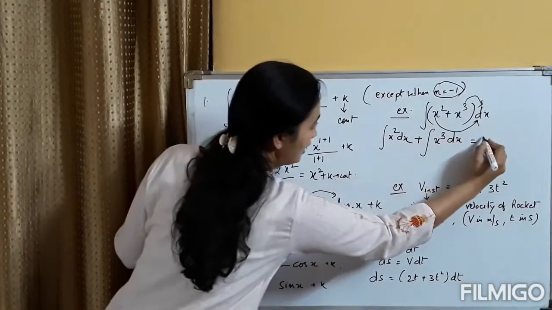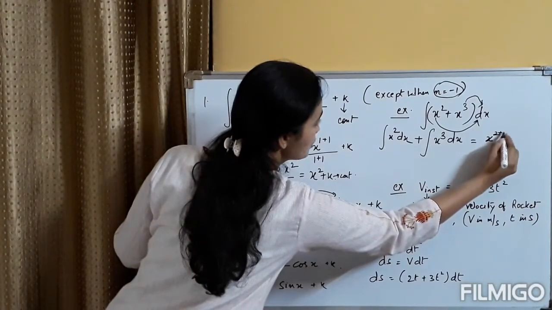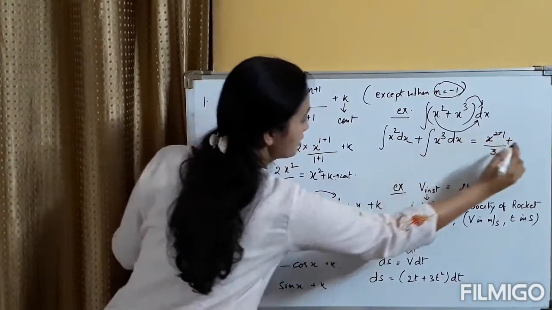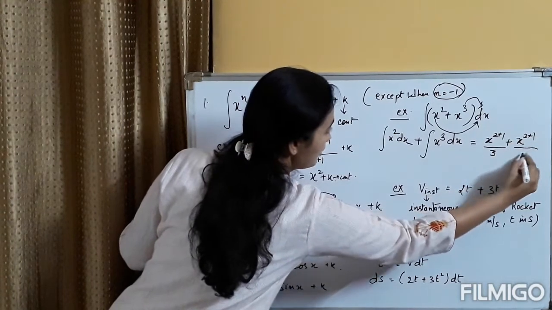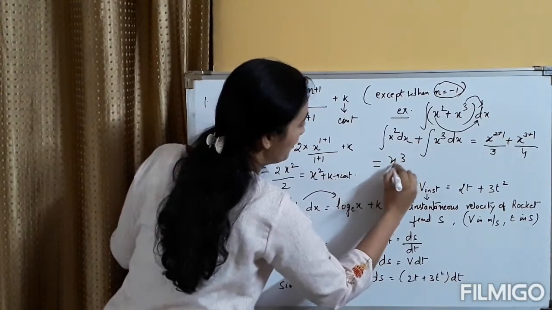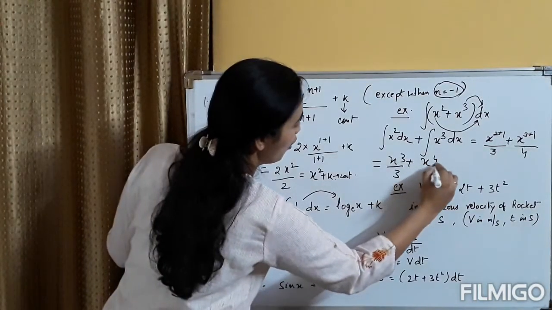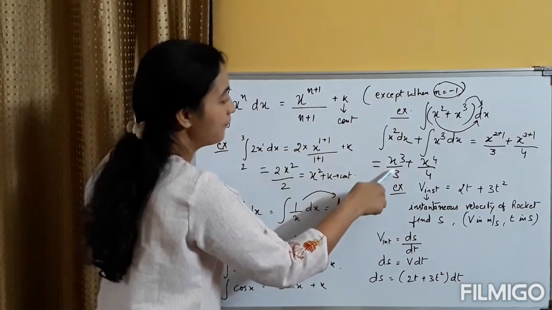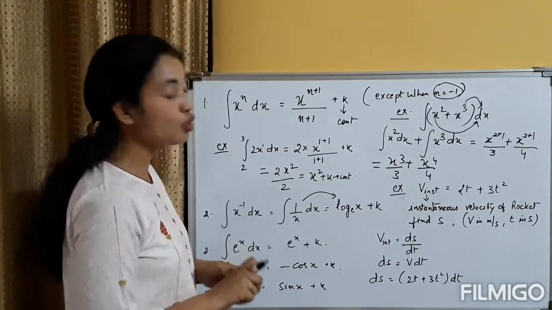X square. I'll get x to the power n, which is 2 plus 1 upon 2 plus 1, which is 3. Plus, for this x, the power is 3 plus 1 divided by 3 plus 1, which is 4. So what am I getting here? X cube by 3 plus x to the power 4 by 4. If there are any limits mentioned over here, you can substitute upper limit minus lower limit. Is it clear? Yes. Can we do one more example?